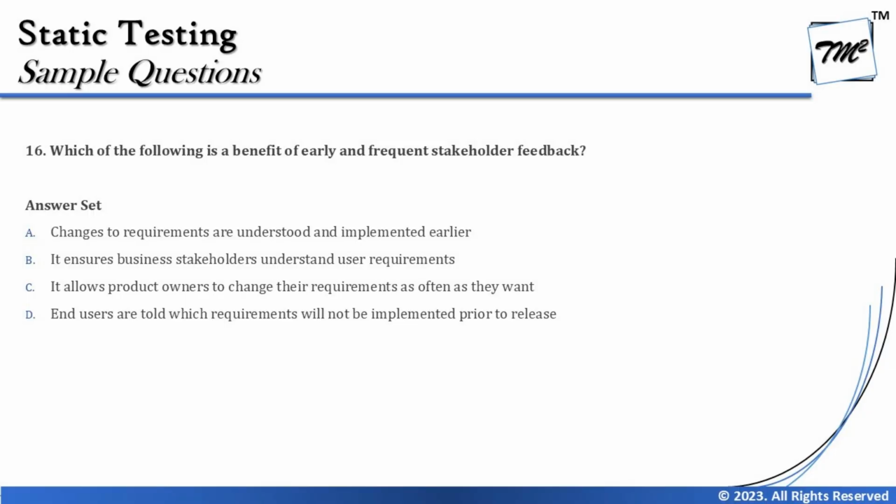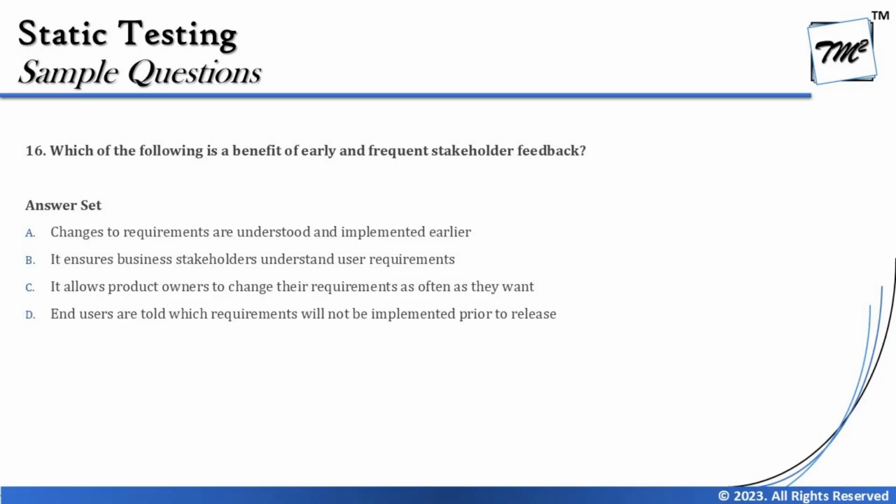So let's look at the options here. Option A says changes to the requirements are understood and implemented earlier. Looks perfectly fine, because this is one of its parts. Every single time you present the work, you may have a change request involved and you may get it prioritized by the business, because the benefits of early and frequent feedback are considered mostly in Agile. As a part of Agile, the business prioritizes the requirements, and based on their prioritization, we deliver them earlier. So yes, exactly, that's where this fits the purpose.